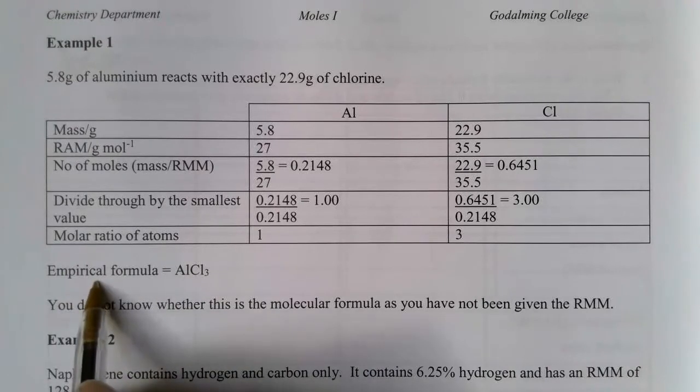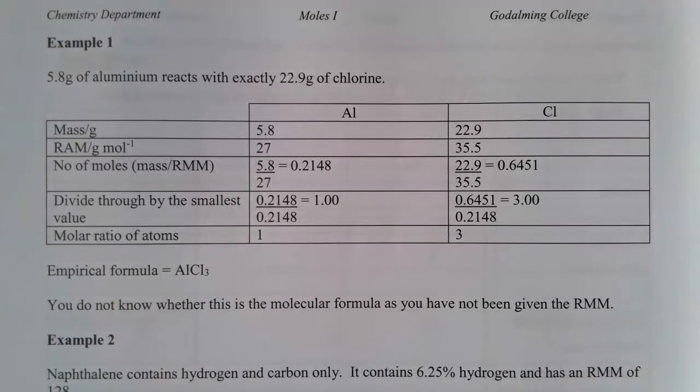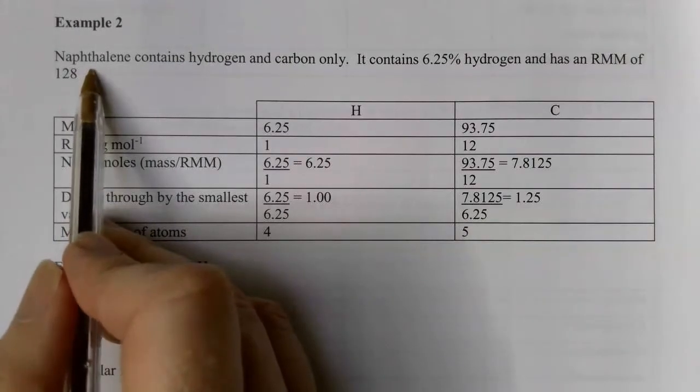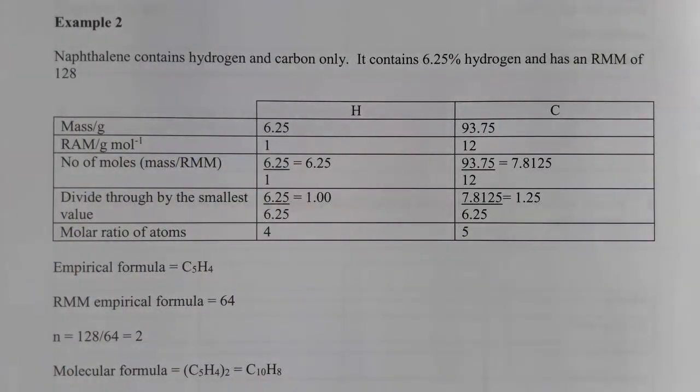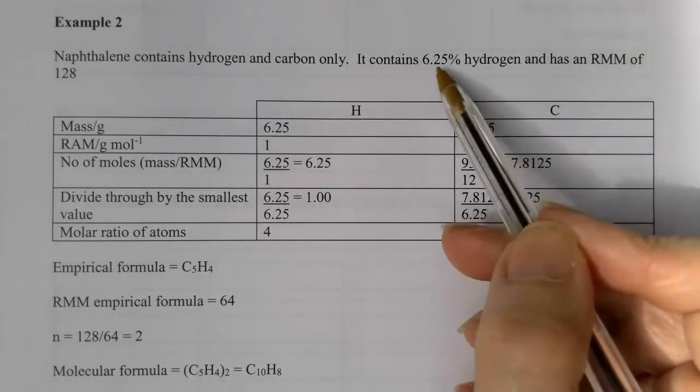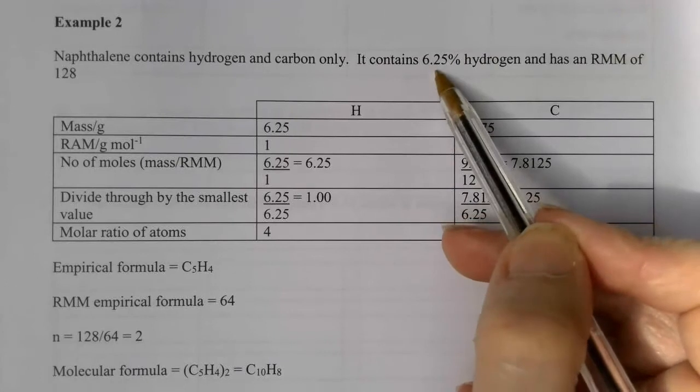Now this is the empirical formula. We don't know whether it's the molecular formula because we've not been given the RMM. So in the second example, we have naphthalene. Now naphthalene is a hydrocarbon. A hydrocarbon is a substance which contains only carbon and hydrogen. And this time we've been given a percentage. So we said we've got 6.25% hydrogen.